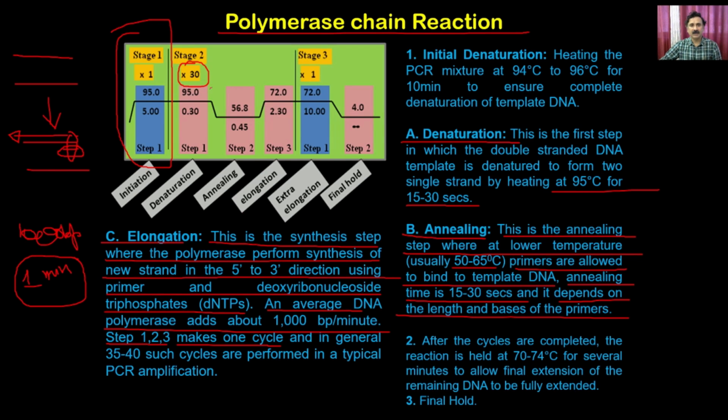After this is over, you are going to do the final elongation at 72 degrees Celsius for 10 minutes, and that gives the enzyme time to complete the elongation of all the other DNA strands. After that, you ask the machine to keep the reaction at 4 degrees until you take it out, and that is called the final hold. So after the cycles are complete, the reaction is held at 70 to 74 degrees Celsius for several minutes to allow the final extension of the remaining DNA. Then you keep the reactions at 4 degrees for the final hold.